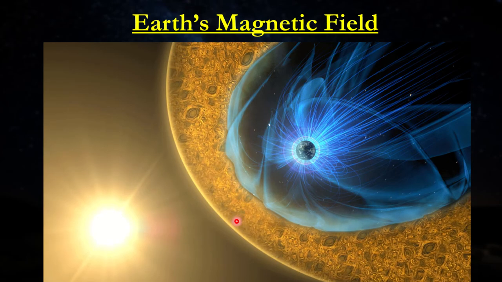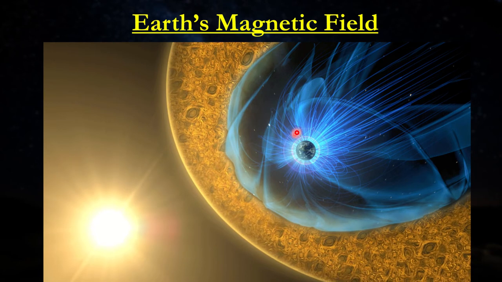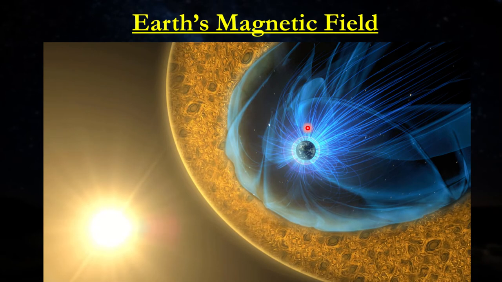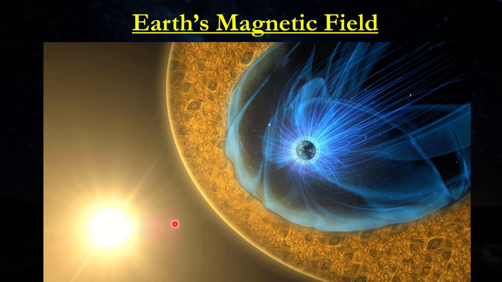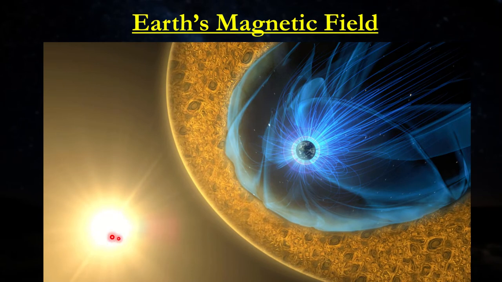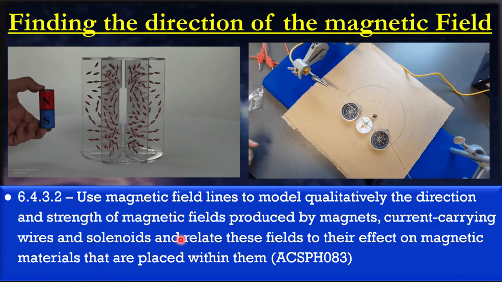Now, obviously, when it comes to magnetic fields, there's nothing more famous than the magnetic field that surrounds our planet. For those who didn't know already, our magnetic field actually helps us block off some solar wind. That keeps us safe from the radiation emitted by the sun. And it's also part of the reason why we get auroras.